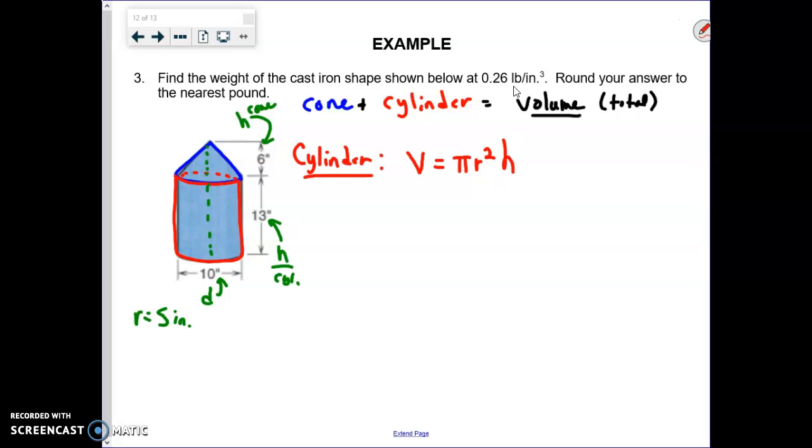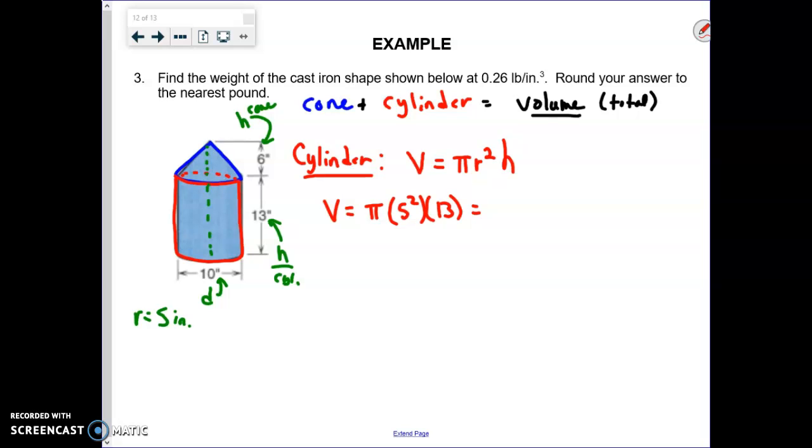So, if you do this, ladies and gentlemen, to find volume, and again, it doesn't tell us what we can use for pi, so you can either use the pi button on your calculator or just use 3.14. We're going to take that times the radius, which is 5 squared, times the height of the cylinder, which is 13.